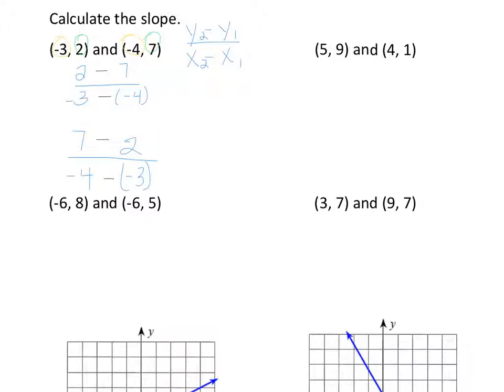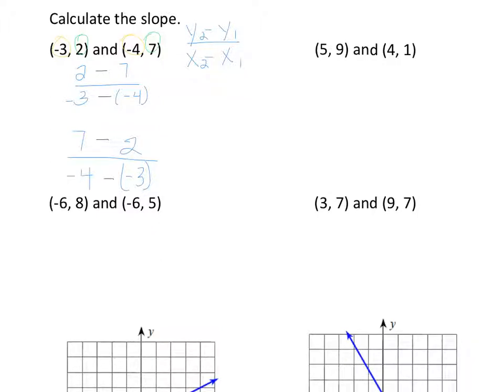So notice that in both cases, the y coordinates, the ones I circled in green, the 2 and the 7, are on top. And the x coordinates, negative 3 and negative 4, are on the bottom in both instances. In the first example, both of those are the first number. In the second example, both of those are the second number. Doesn't matter which way, okay?